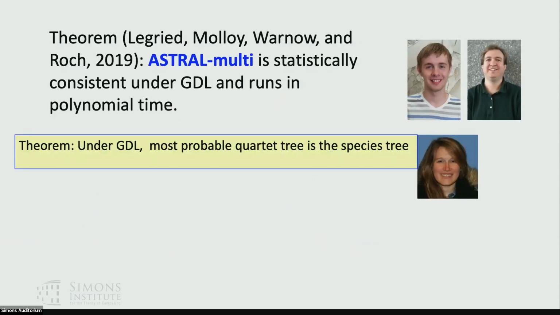So what happened in 2019 is that Sebastian Roch and his student Ben Legrit proved in a paper that we wrote together that the most probable quartet tree under GDL is still the species tree. Same theorem as for ILS. And therefore, a version of Astral that had been designed to deal with multiple alleles actually could be used in this context. It's called Astral Multi, and it would be statistically consistent. That was the first proof.